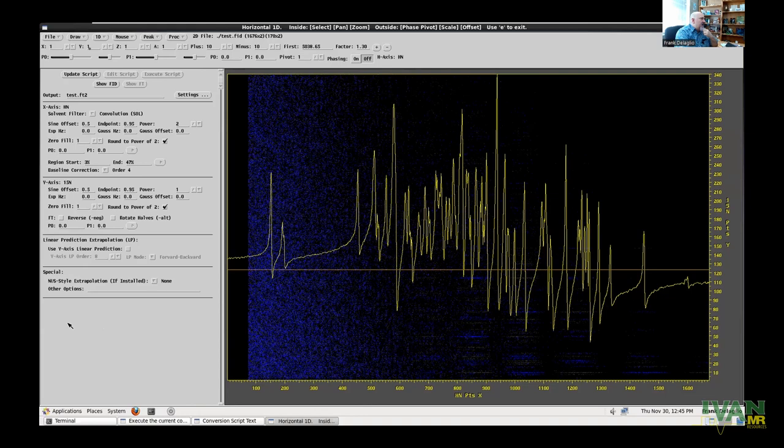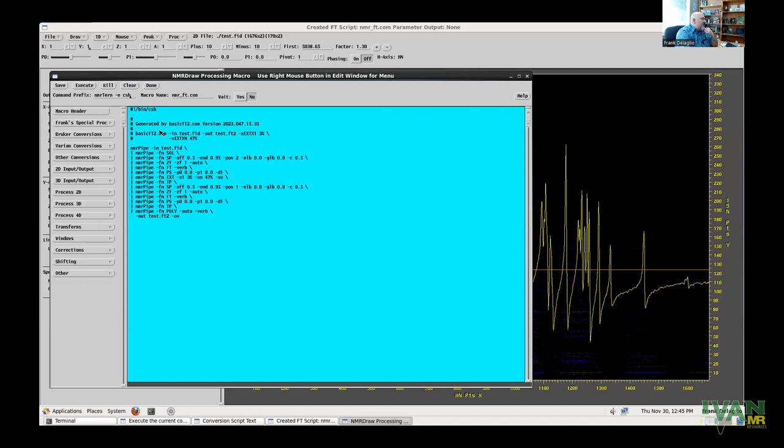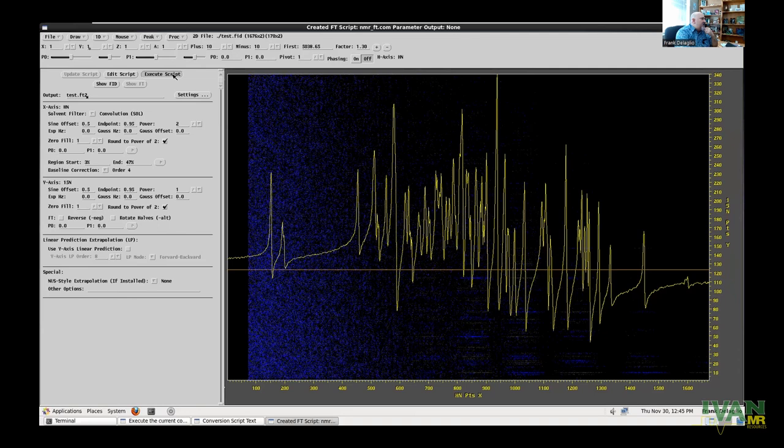And so I start by generating a script by using this button here, update script, and that's going to create a spectral processing script based on whatever parameters are set here. And if I want to see the script, I can use the button edit script. And here's what the terrifying NMRPipe shell script looks like. We can edit it directly if we want to. And I can execute this script to generate a spectrum.